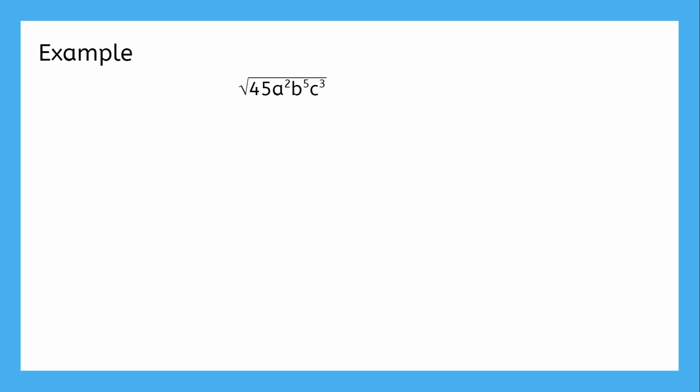I know this example looks a little scary, but watch how easy this is about to be. First, we need to factor everything out. 45 can be factored into 5 times 9, and 9 is 3 times 3. But what about those variables? Well, that's easy. You just expand them. A squared is A times A. B to the 5th power is B times B times B times B times B. And C cubed is C times C times C.